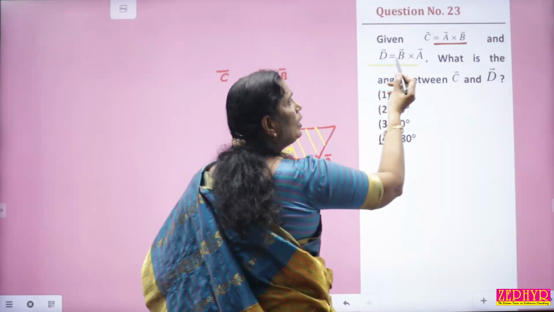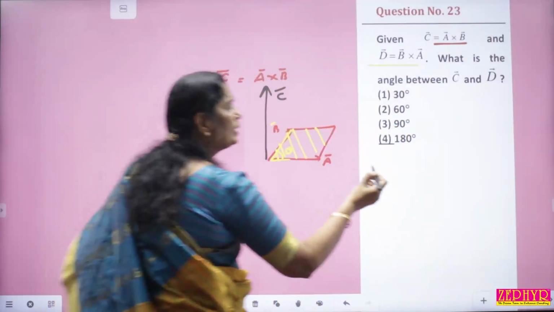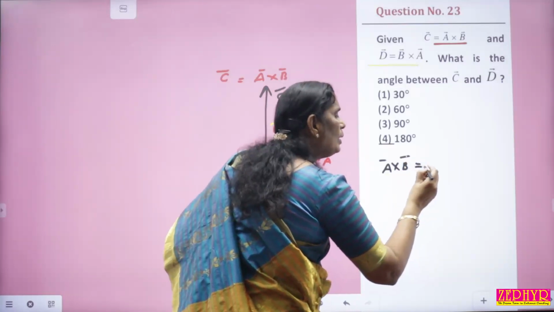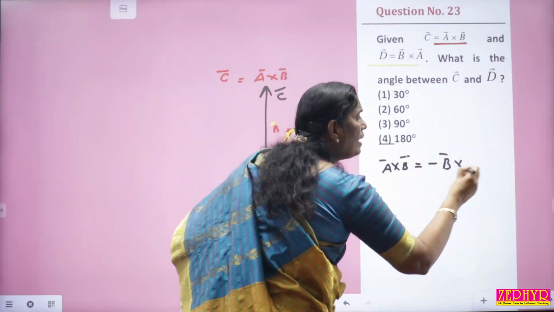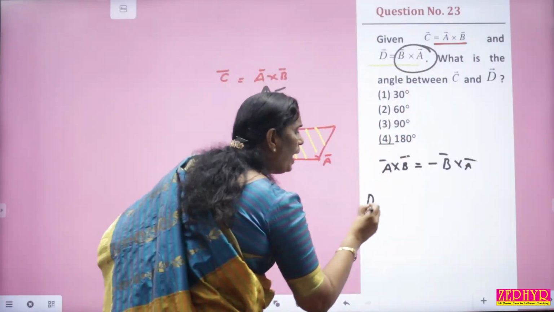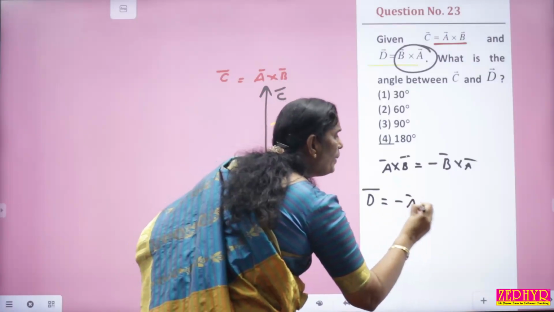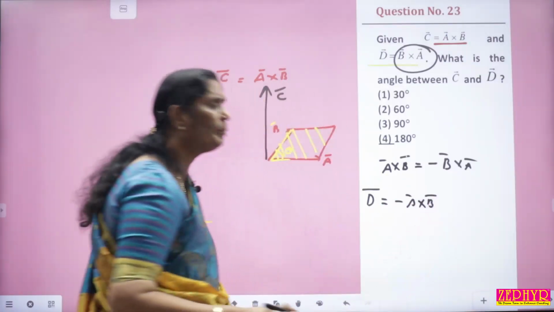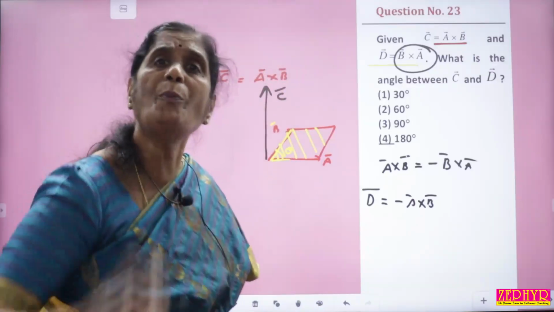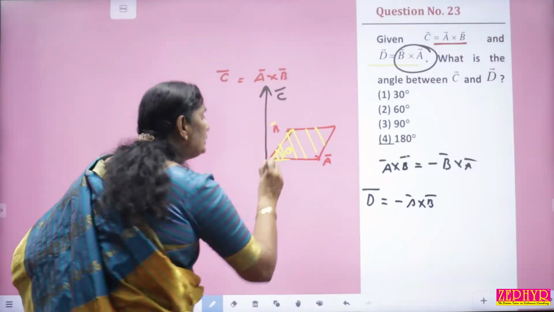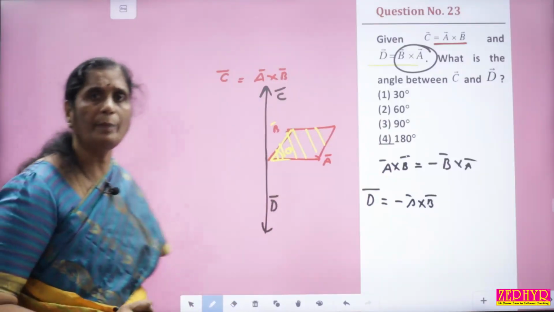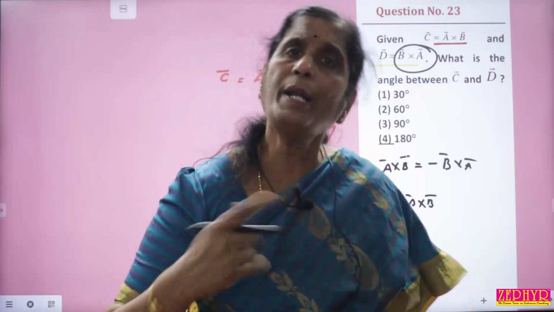Next, D is equal to B bar cross A bar. But we know that A bar cross B bar is equal to negative of B bar cross A bar. So D bar can be written as minus of A bar cross B bar. So the magnitude is the same, but what about the direction? The direction will be opposite. So the direction of D bar will be down. C bar will be upward. D bar will be downward.